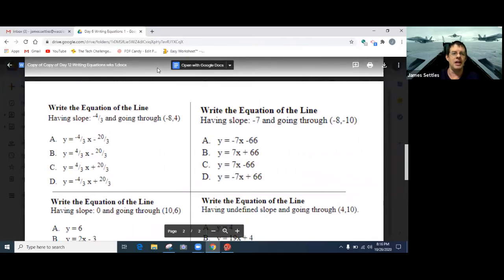Now, if you have been learning that slope, when y is by itself, is always next to x, you're going to get to eliminate 2 options. So when I look at this, it says the slope is negative 4 over 3. Well, B doesn't have a negative 4 over 3, and neither does C. So I've narrowed it down to these 2 options right here. Okay, so that's kind of cool.